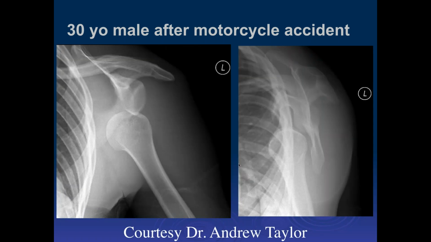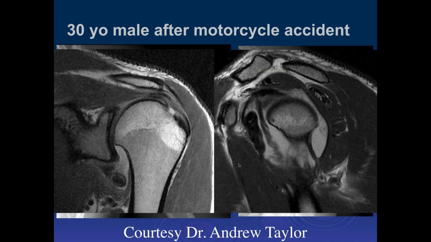So, Thomas, what do you think of this case? There's anterior-inferior dislocation of the humeral head, and on MR, it's been relocated. It's reduced, and there are some areas of low signal intensity at the axillary pouch. But what do you think this was?